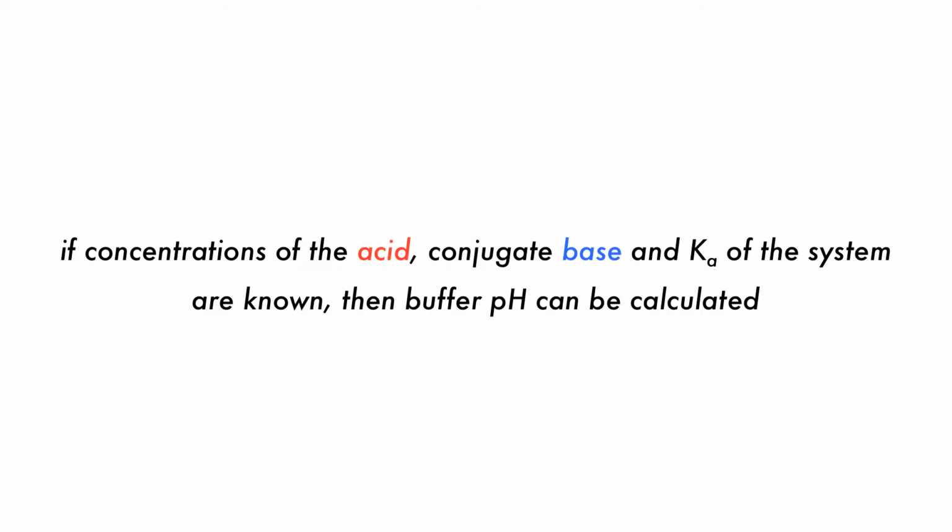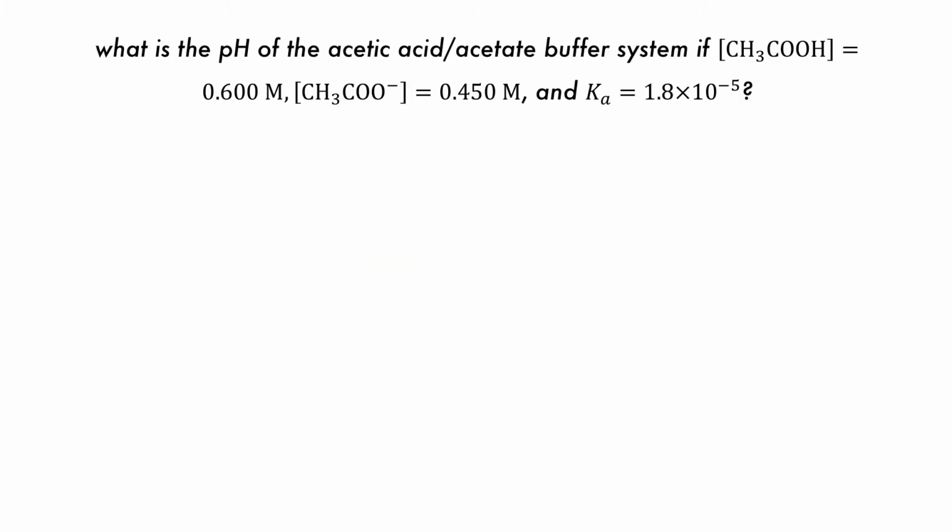The pH of a solution can be calculated if the concentrations of the weak acid, the conjugate base, and the Ka of the dissociation are known. So, for our acetic acid acetate system, with the concentration of acetic acid being 0.600 molar and the acetate concentration being 0.450 molar, and the Ka being equal to 1.8 times 10 to the minus 5, we can make use of this to calculate the pH of the solution.